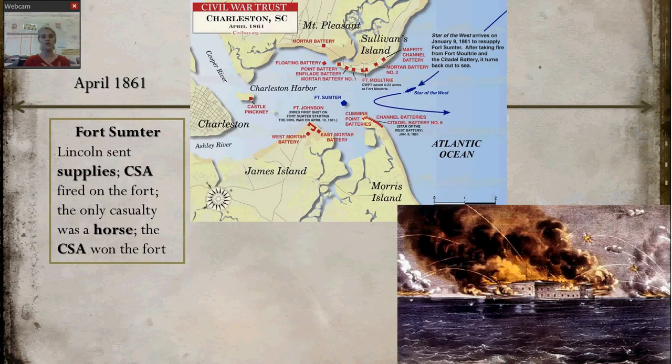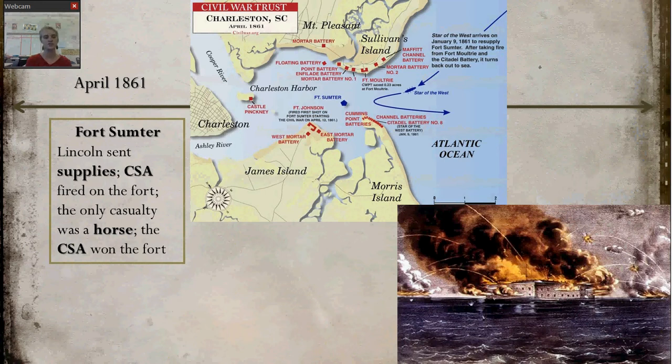1861 rolls around, April 1861. South Carolina is part of a separate nation. However, there is a fort just outside of South Carolina in Charleston Harbor that is still occupied by federal troops. They are barricaded in, so you can see Fort Sumter right here. They're running out of supplies. These are all Confederate stations. And according to the Confederacy, this is like a foreign government on their soil. It would be as if Mexico set up camp in the middle of Montana.